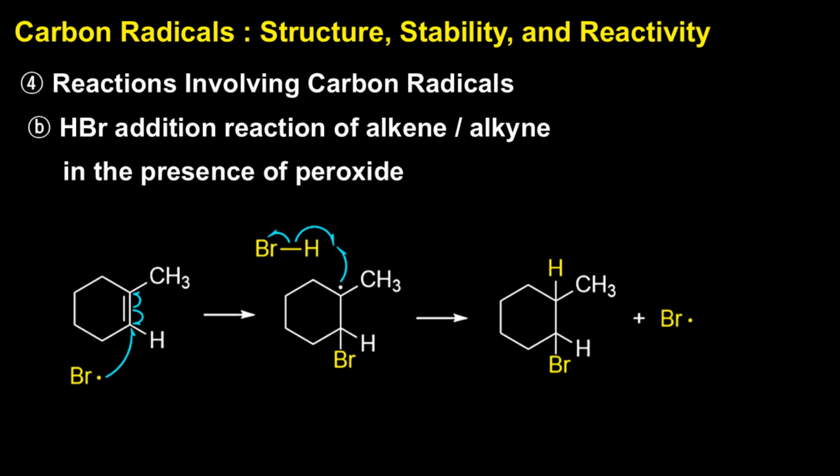Here's another important one: the addition of HBr to alkenes or alkynes, but this time in the presence of peroxides. What's interesting here is that the reaction doesn't follow Markovnikov's rule like it usually does. Instead, because it starts with a radical initiator, the peroxide, the reaction goes the other way, giving you anti-Markovnikov products. It still follows a radical chain mechanism. The peroxide kicks things off by forming a bromine radical, which then adds to the double or triple bond, creating a new carbon radical, and the chain keeps going from there.